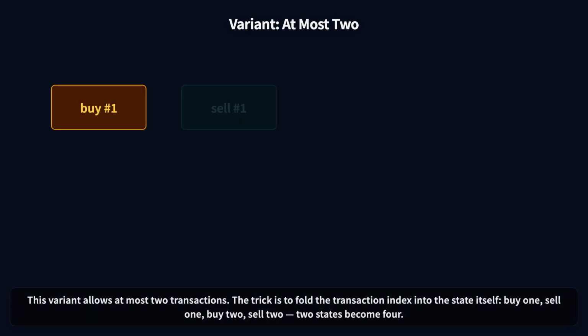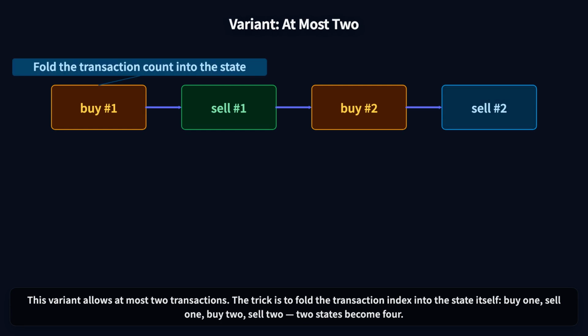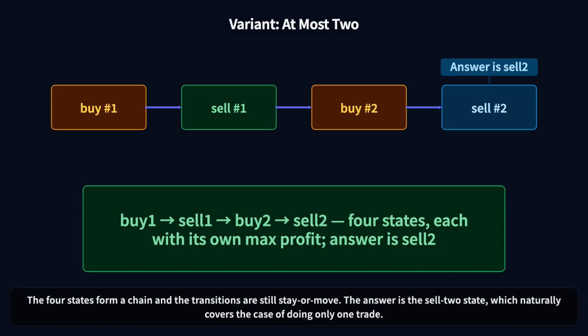This variant allows at most 2 transactions. The trick is to fold the transaction index into the state itself. Buy 1, sell 1, buy 2, sell 2. 2 states become 4. The 4 states form a chain, and the transitions are still stay or move. The answer is the sell 2 state, which naturally covers the case of doing only one trade.